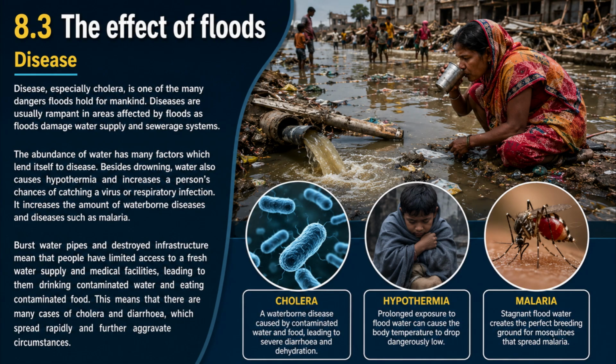It increases the amount of waterborne diseases and diseases such as malaria. Burst water pipes and destroyed infrastructure mean that people have limited access to a fresh water supply and medical facilities, leading to them drinking contaminated water and eating contaminated food. This means that there are many cases of cholera and diarrhea, which spread rapidly and further aggravate circumstances.